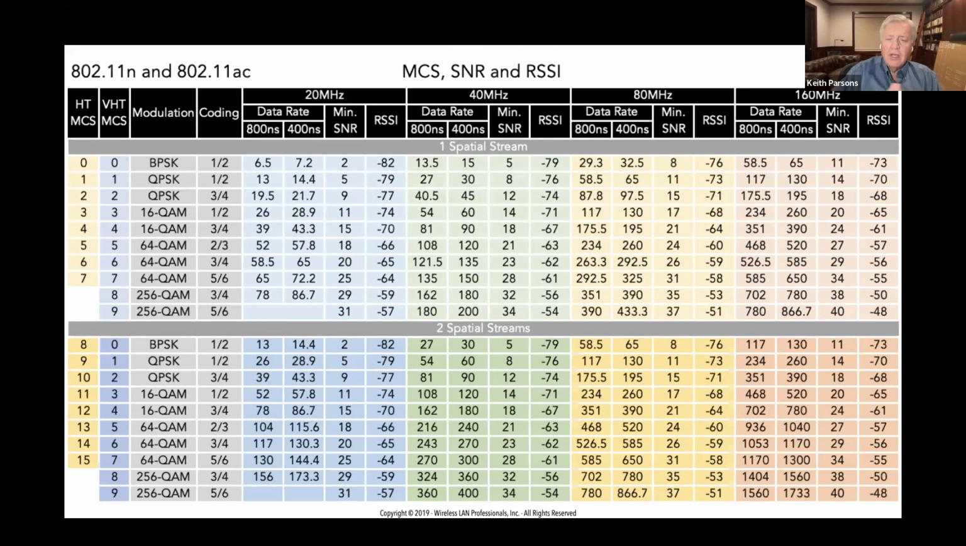Jim, how do you get MCS on your Windows clients? Good question, Keith. So the MCS index, right?